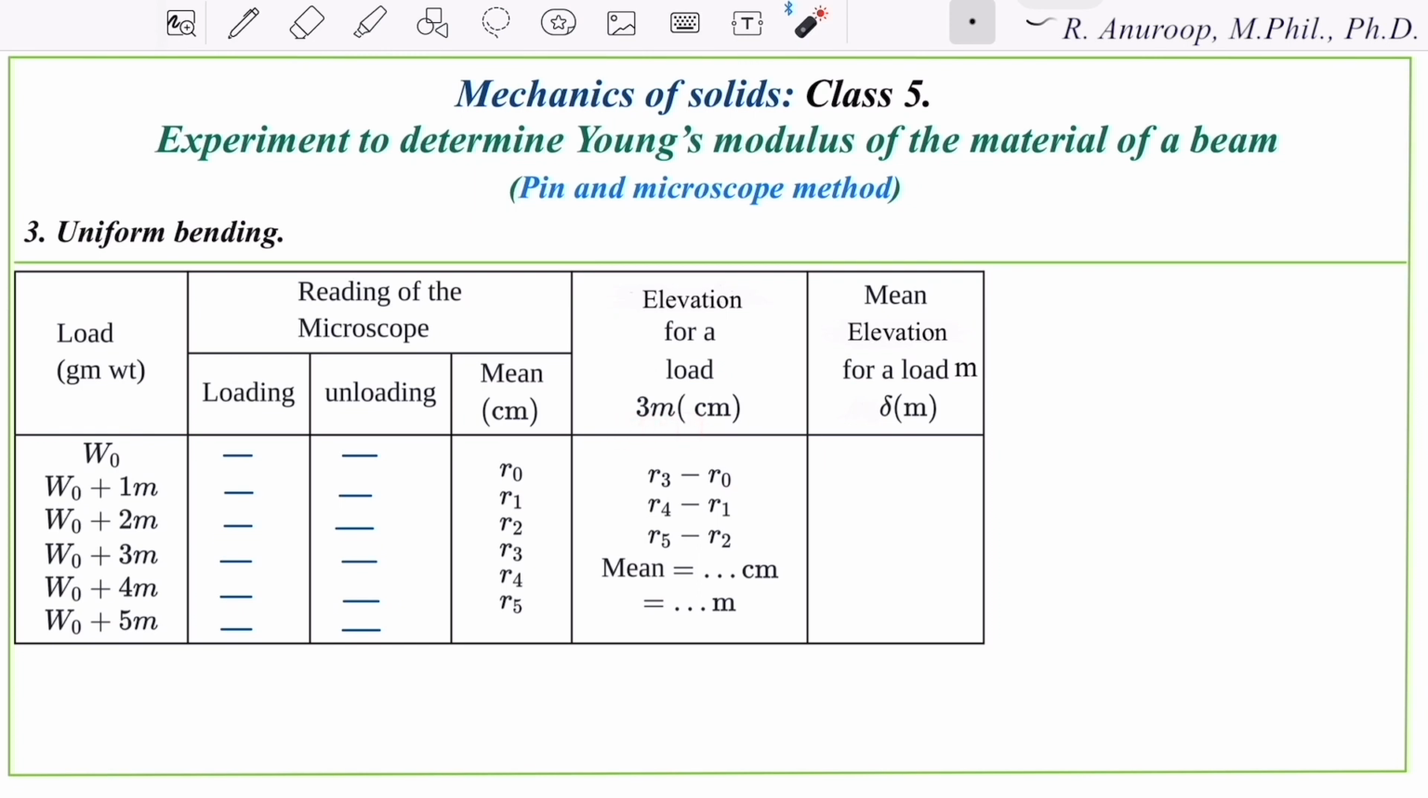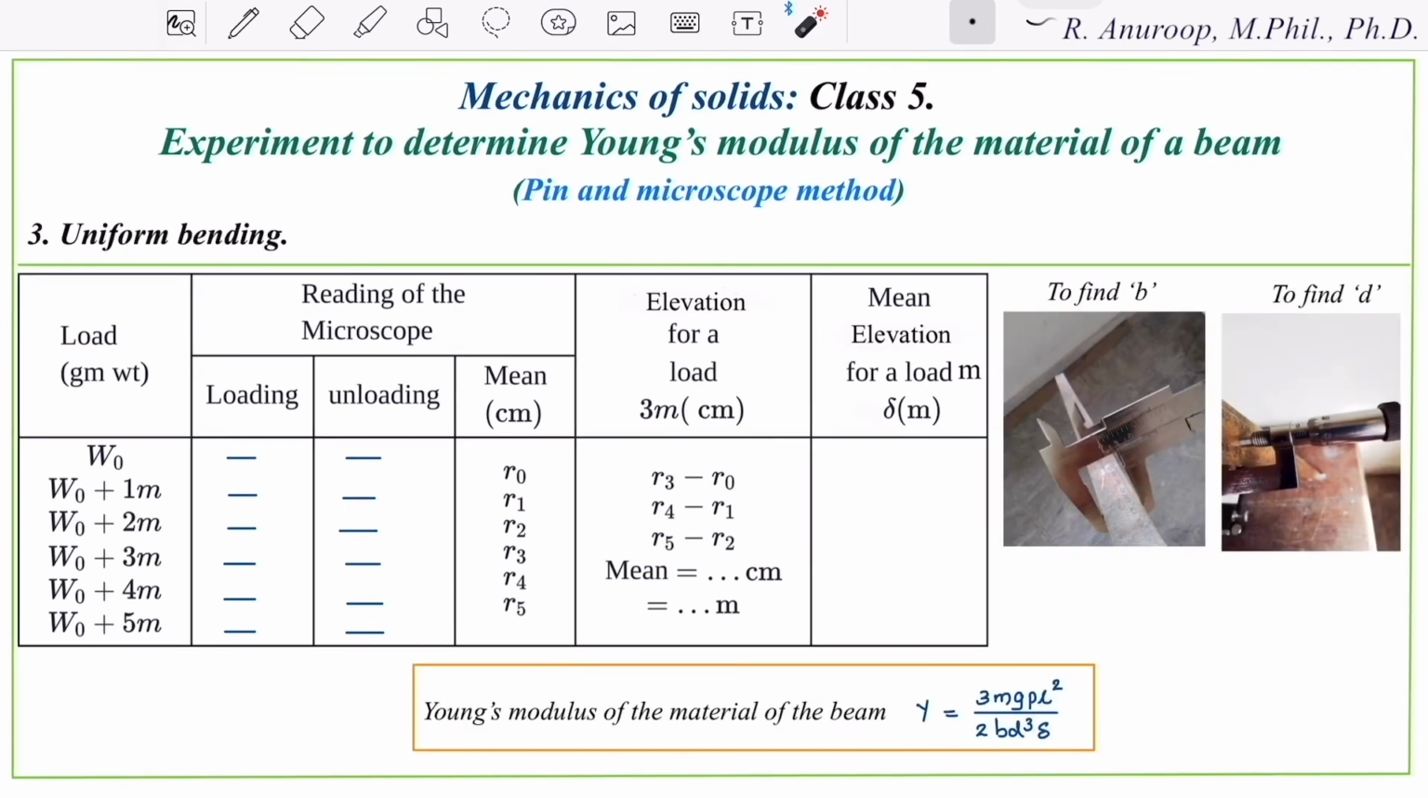We need the elevation for a load m. So divide the readings that we have obtained in the previous column by 3. The elevation for a load 3m divided by 3 gives the elevation for a load m, that is delta. Now find the breadth of the bar using a vernier caliper and the thickness of the bar using a screw gauge.